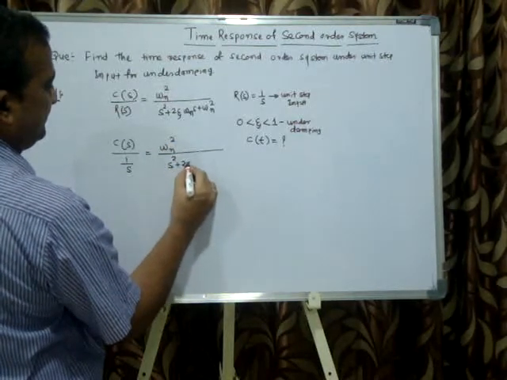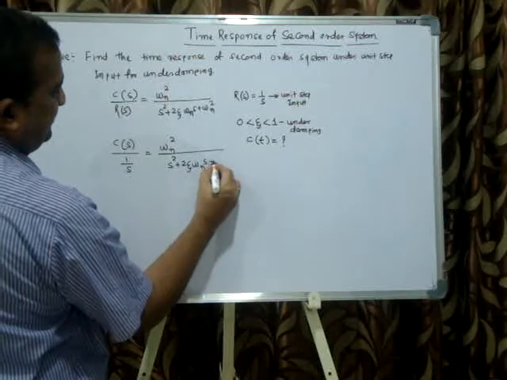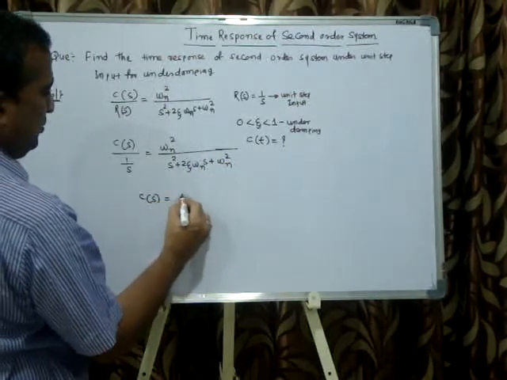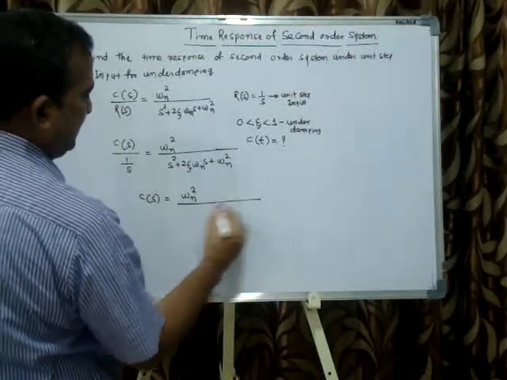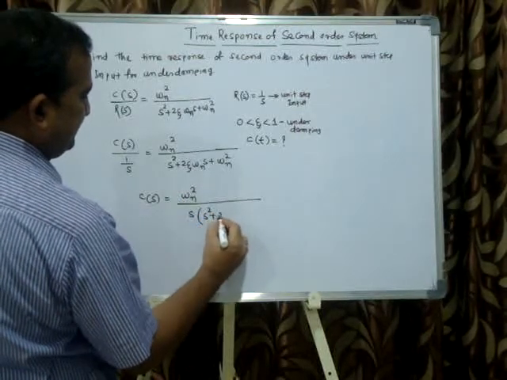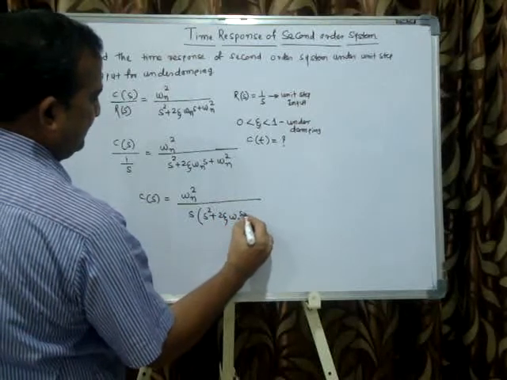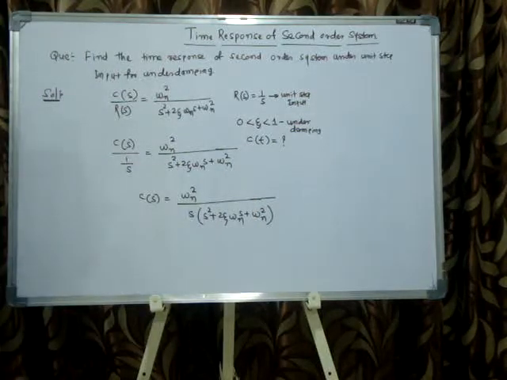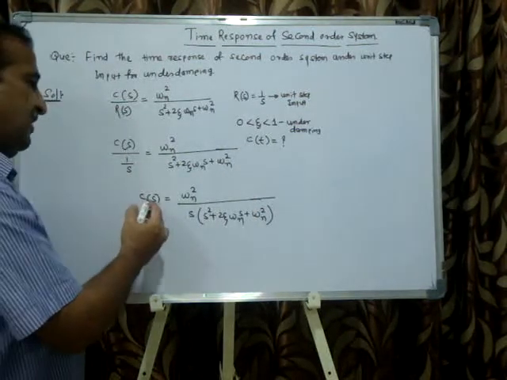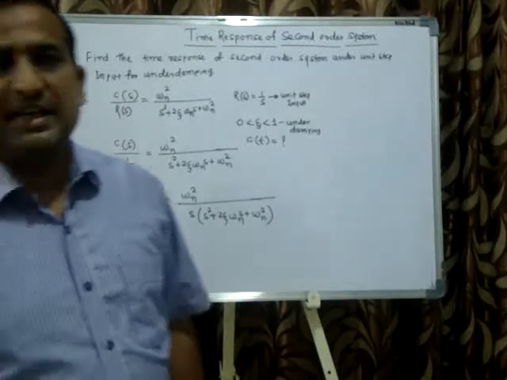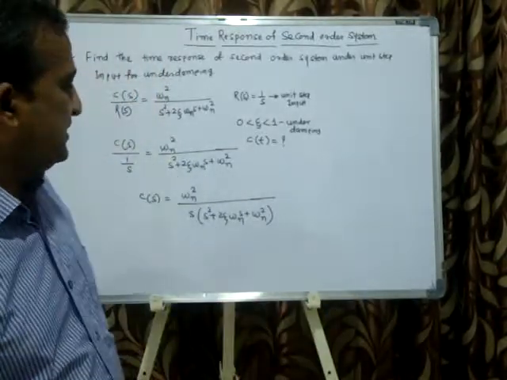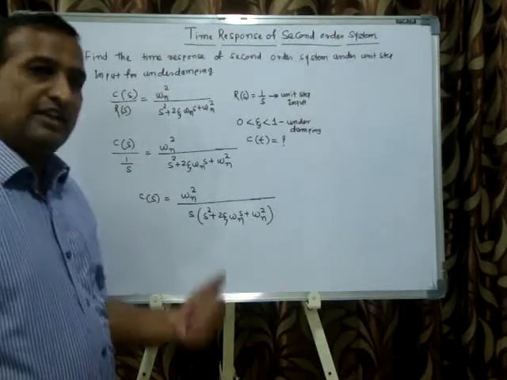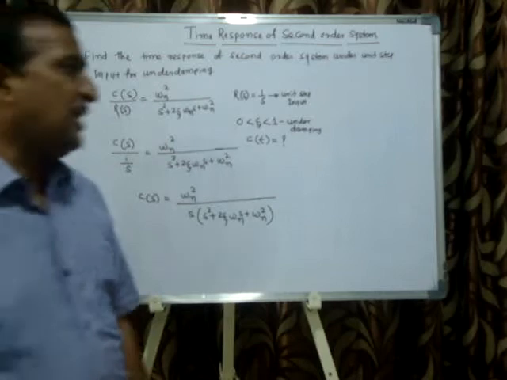Next, C of s equal to omega n square. Okay. How to find C of t from C of s? By taking inverse Laplace. But to take an inverse Laplace, we need to convert the multiplication factor into what? Addition factor. For that, there is a need of partial fraction.